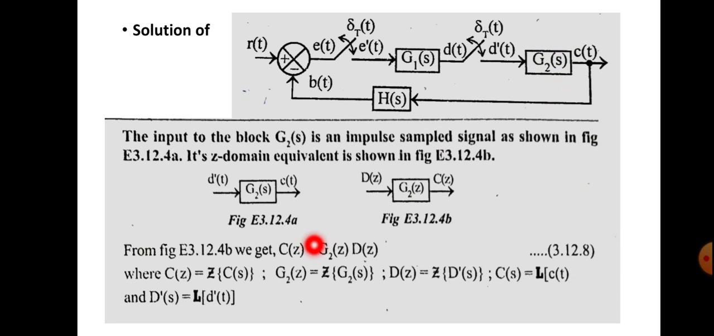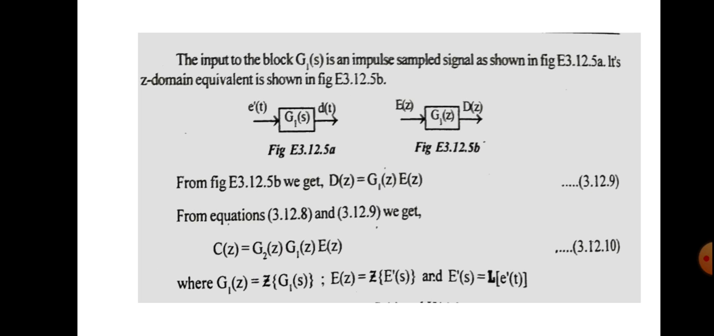Okay. So what is C of Z? C of Z is the Z transform of C of S. G2 of Z is the Z transform of G2 of S. D of Z is the Z transform of D dash of S. Here the input is D dash of t, so D of Z will be the Z transform of D dash of S. How will you get the S function from the time domain function? C of S will be obtained from the time domain function as the Laplace transform of C of t. Similarly, D dash of S is obtained by the Laplace transform of D dash of t. So these are the equations. You have to number the first equation, that is C of Z, because you have to find the ratio C of Z by R of Z.